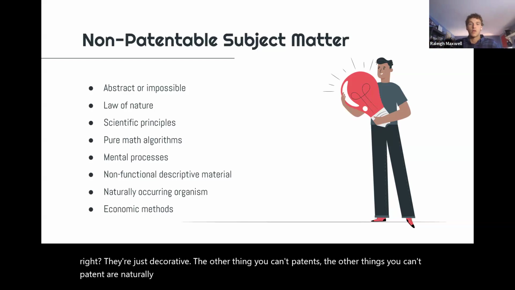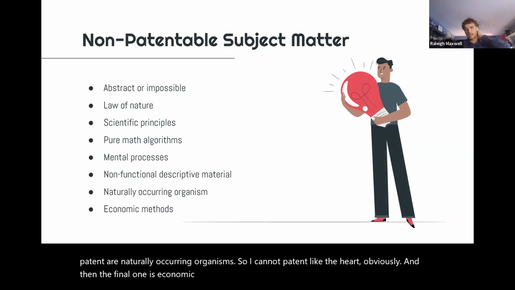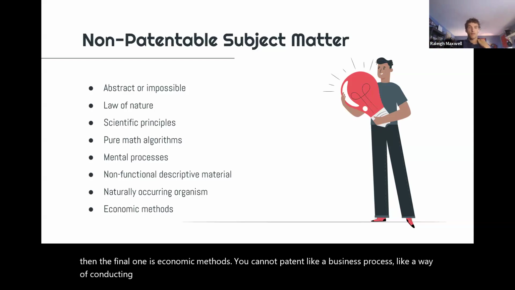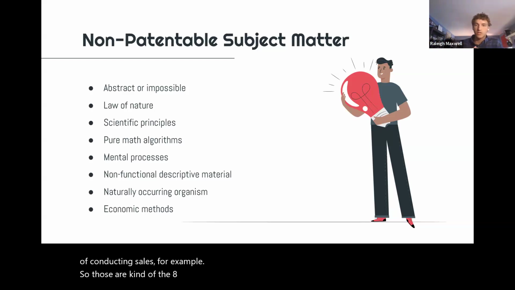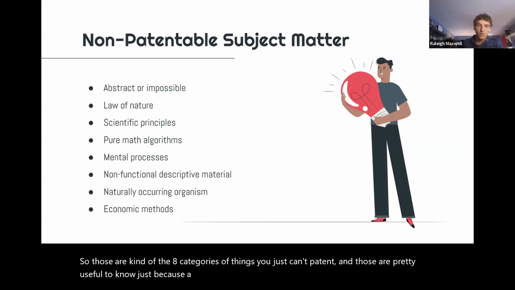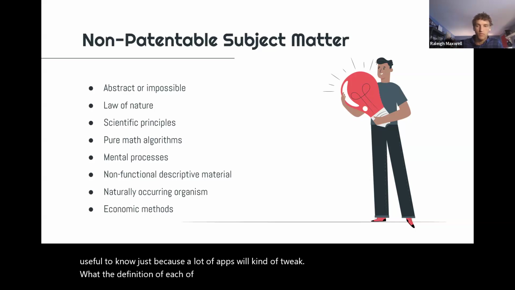So I cannot patent the heart, obviously. And then the final one is economic methods. You cannot patent a business process, like a way of conducting sales, for example. So those are the 8 categories of things you just can't patent. And those are pretty useful to know just because a lot of apps will tweak what the definition of each of these are or just totally remove some of them.